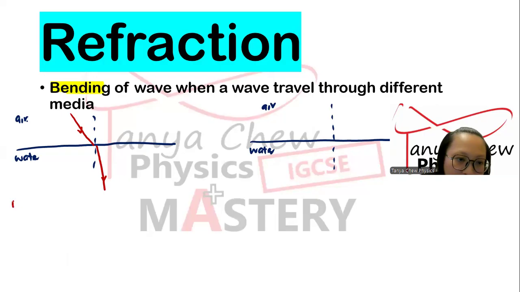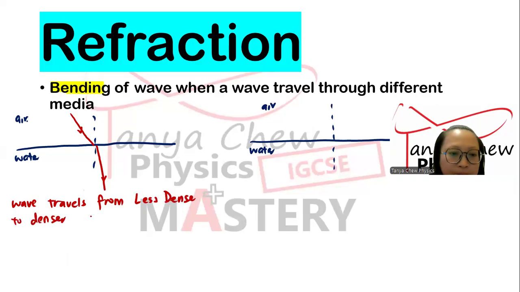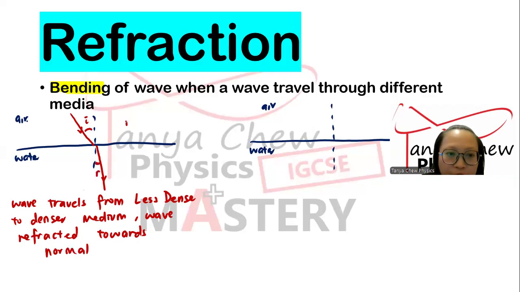Okay, when a wave travels from a less dense medium, which is your air, to a denser medium, which is water, the wave is refracted towards normal. So in other words, I can say that the refracted angle is smaller than the incident angle.